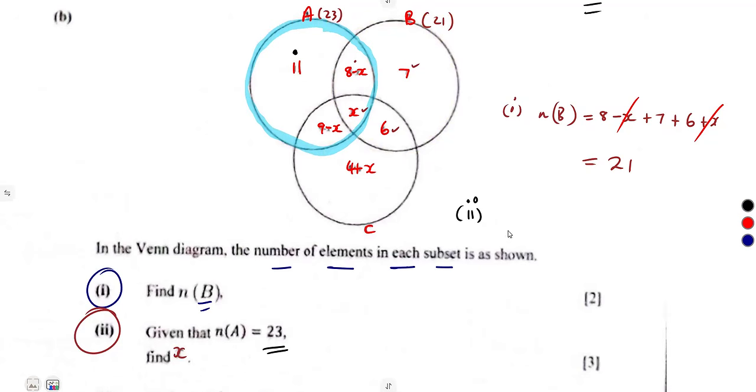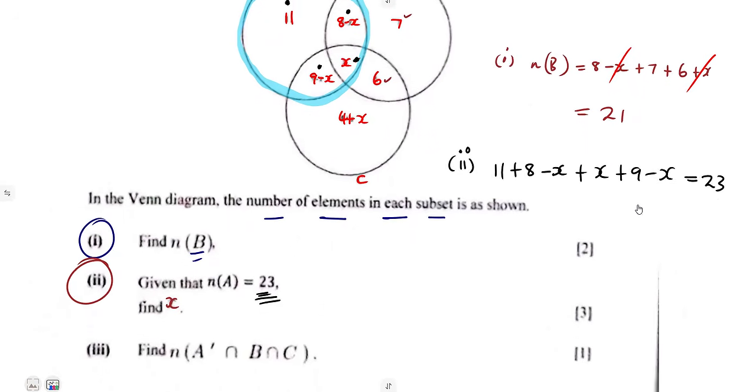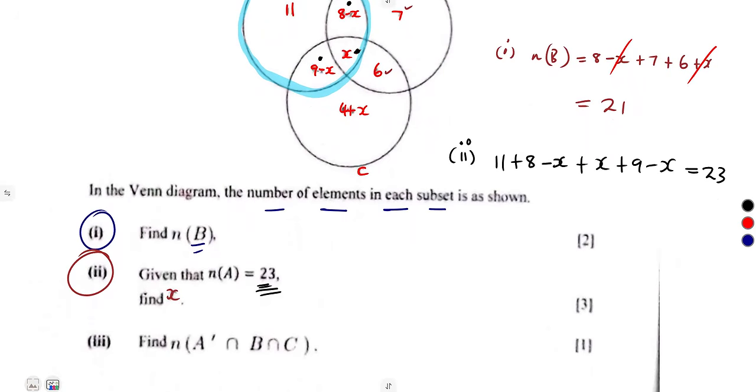There is 11. There is 8 minus X. You add 8 minus X. There is X. There is 9 minus X. You add everything. Equate to the number of elements 23 in that set A. So that is it. You have formed an equation that you can solve for X.